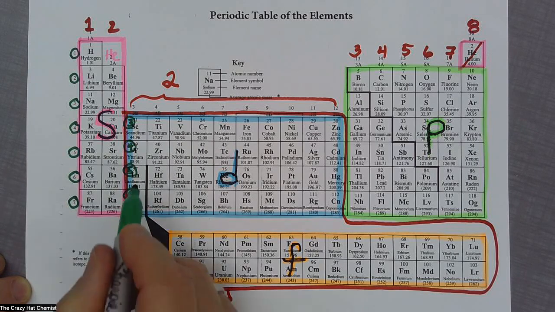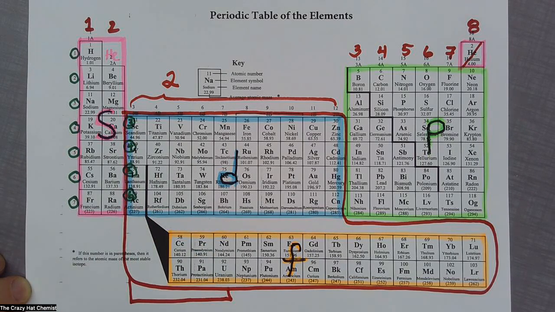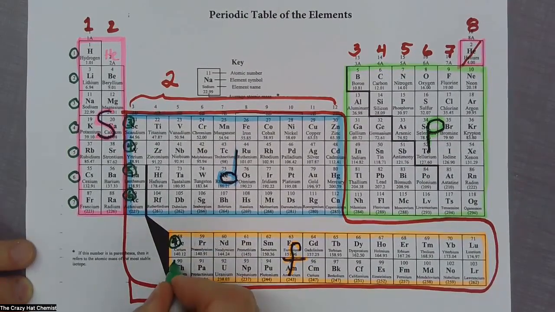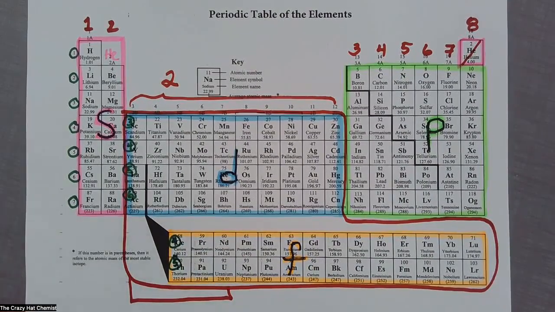And then the F's are actually inserted into the D's. So this would be a 4 and this would be a 5 right there. Okay. So those are going to be really important. I'm going to do one other thing here, and we're going to fold the periodic table.